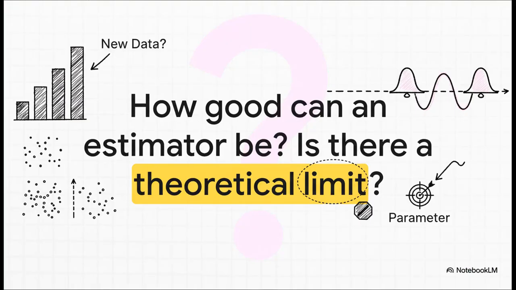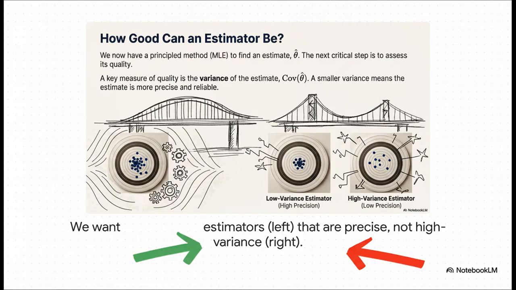This gets us into a much deeper idea. So we have our estimate for the parameters. Great, but how good is it? If we went out, got a whole new batch of data, and did this all over again, will we get the exact same answer? No way. There's always going to be some randomness. So how much wiggle is okay? And more importantly, is there some kind of universal speed limit, a theoretical boundary on how precise any estimate could possibly be? To answer that, we have to talk about variance.